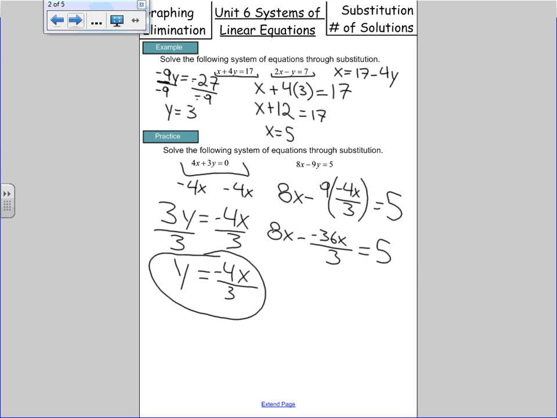I did subtract. So 9 times 4 over 3? Yeah, that's what I've done. And I've left it in a fraction form still. So that's 9 times 4 over 3 would be 36 over 3. Right? Does that make sense? Absolutely. What's 36 divided by 3? 12. So let's make it easy on ourselves. 8x minus negative 12x is equal to 5. Why not? That looks so much better.